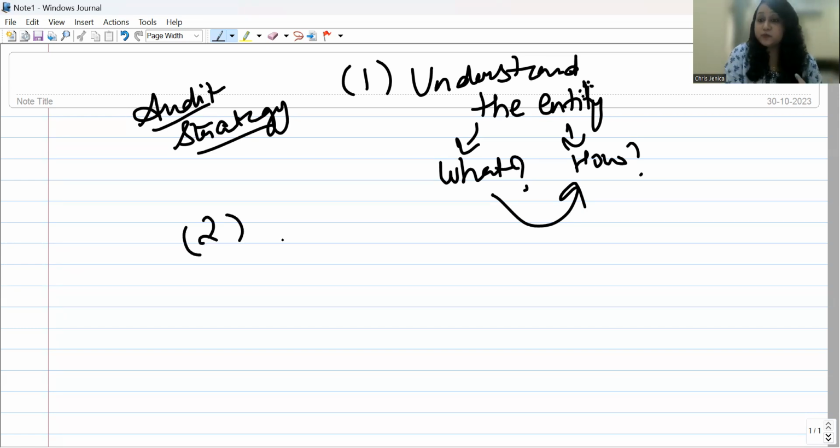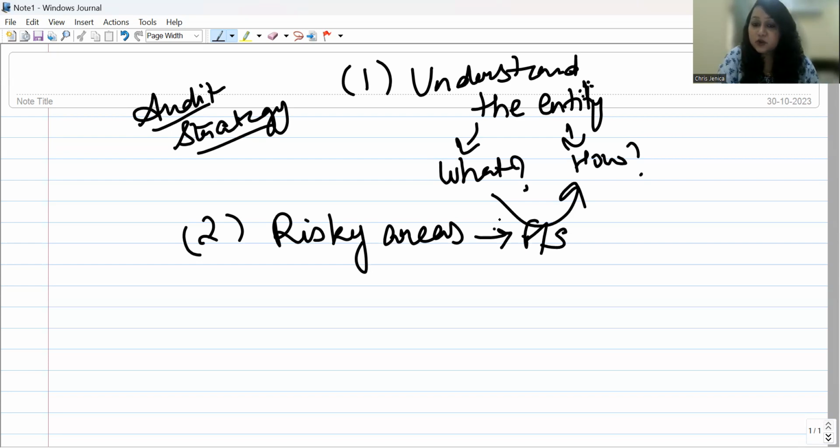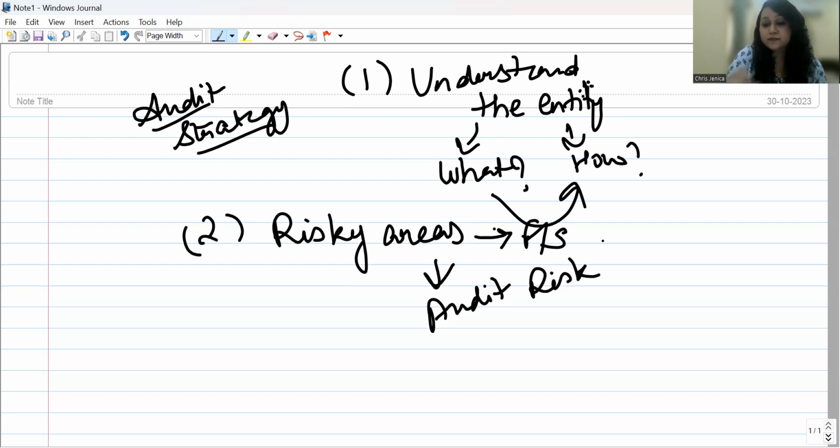Second, I have obtained an understanding of the entity. Now I have to find out what are the risky areas of the financial statement. How am I going to do that? I have to find out the audit risk. Now, what is an audit risk? What is an audit risk and when are we going to consider the audit risk? Whether we will be eliminating the audit risk to a complete zero, and then what are the stages in which we are going to consider the audit risk? What are the components of audit risk?